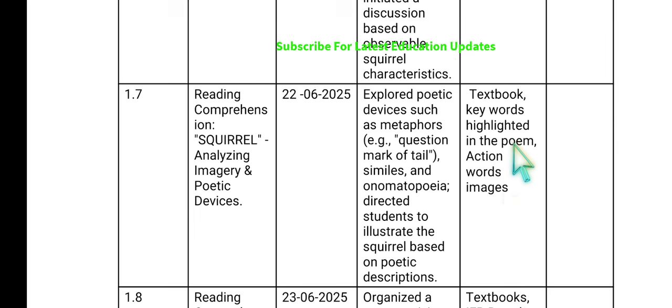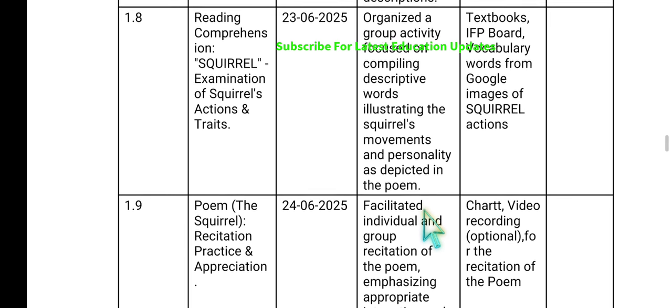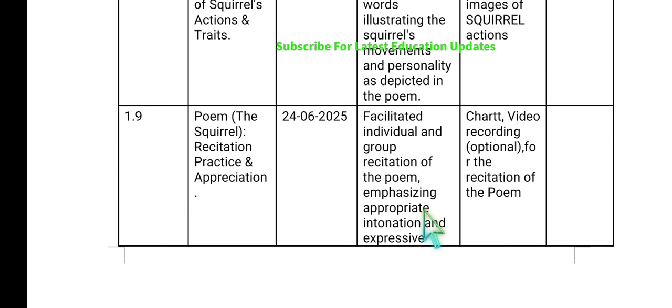Then the TLM used in this period were the textbook, keywords highlighted in the poem, action words and images. So we can have a video. We uploaded this video on our YouTube channel. Please do watch and get some ideas and inputs. Then reading comprehension: examination of the squirrel's actions and traits, vocabulary words from the IFP based on these group activities and analyzing the poem. Then recitation of the poem, which is optional; either you can do video recording or anything else.